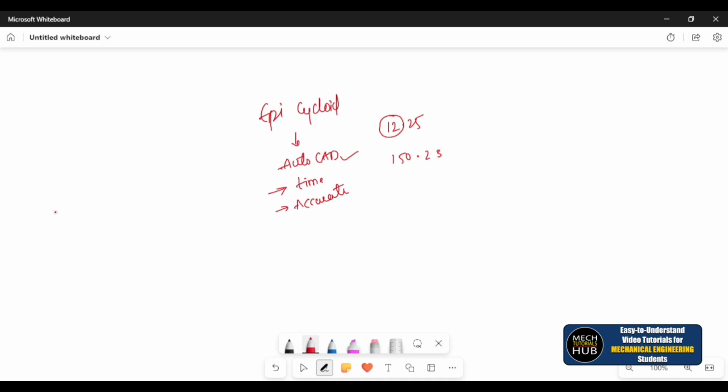Okay. So what is an epicycloid? Let us see. Epicycloid is something where a curve is traced. Okay, for example, these are the two curves. Let us take.